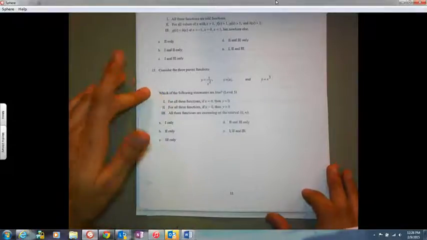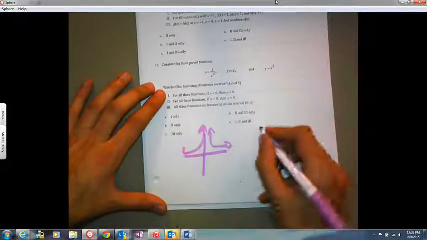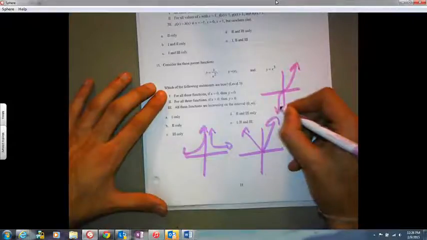Yep, okay. So 15 says consider these 3 parent functions which are true. You just have to graph it first. You have to graph the parent function. You just got to know the graph. So 1 over x squared is this. Absolute value of x is this. Cube root of x is this. Those are the 3. And now we just got to look at which statements are true.